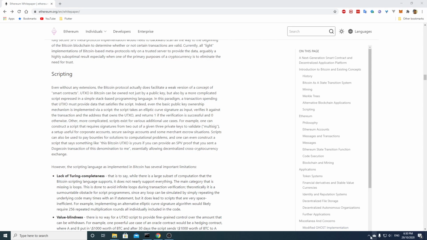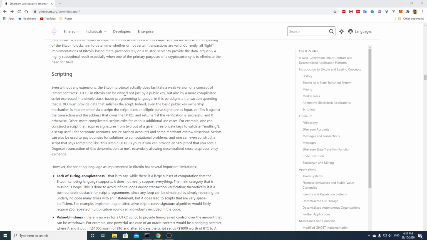Okay, now we are going to the topic of scripting. We briefly talked about this a little bit earlier, but let's see what it says here. Even without any extensions, the Bitcoin protocol actually does facilitate a weak version of a concept of smart contracts. UTXO in Bitcoin can be owned not just by a public key, but also by a more complicated script expressed in a simple stack-based programming language. In this paradigm, a transaction spending that UTXO must provide data that satisfies the script.